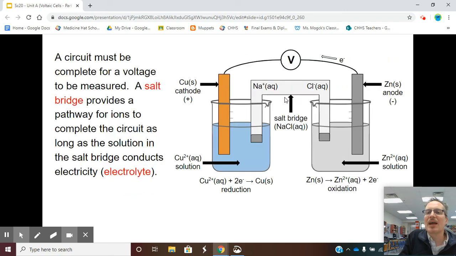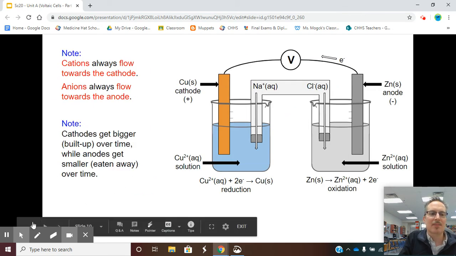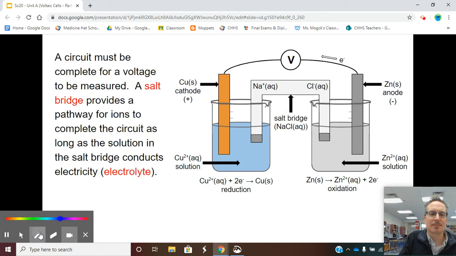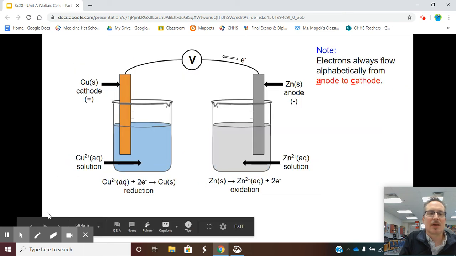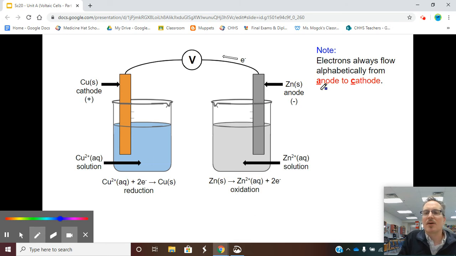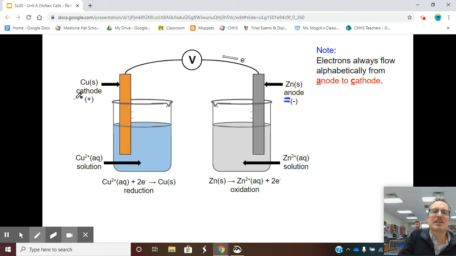So here is my anode, and the electrons always flow through the wire alphabetically from anode to cathode, from A to C. So my electrons are flowing this way through the voltmeter. Now, if we see the little needle move, and now it has a voltage, we know we made a battery.